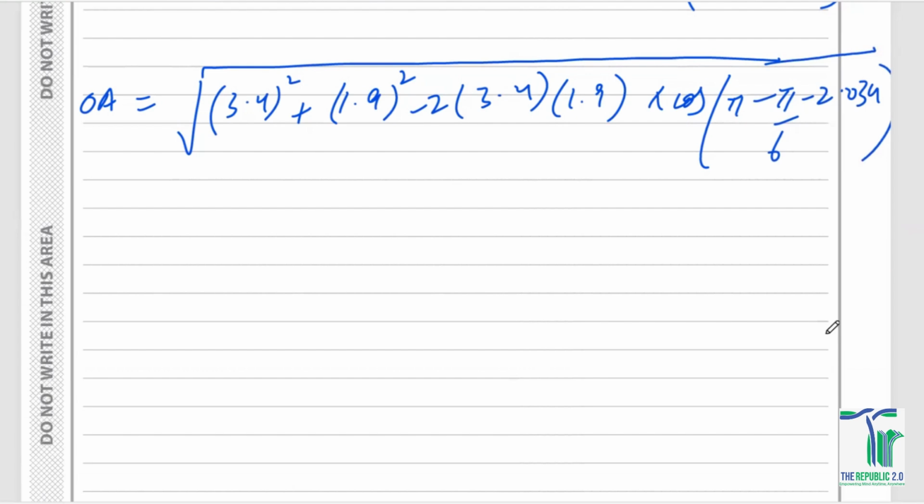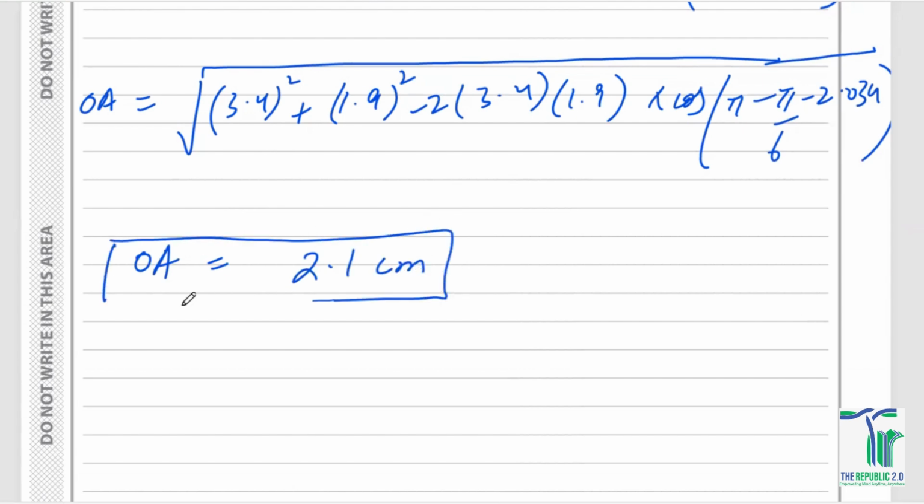So by just getting myself the final thing, you can simply calculate the square root of all this. So you'll be having 2.1 centimeters. That is how you'll calculate OA.